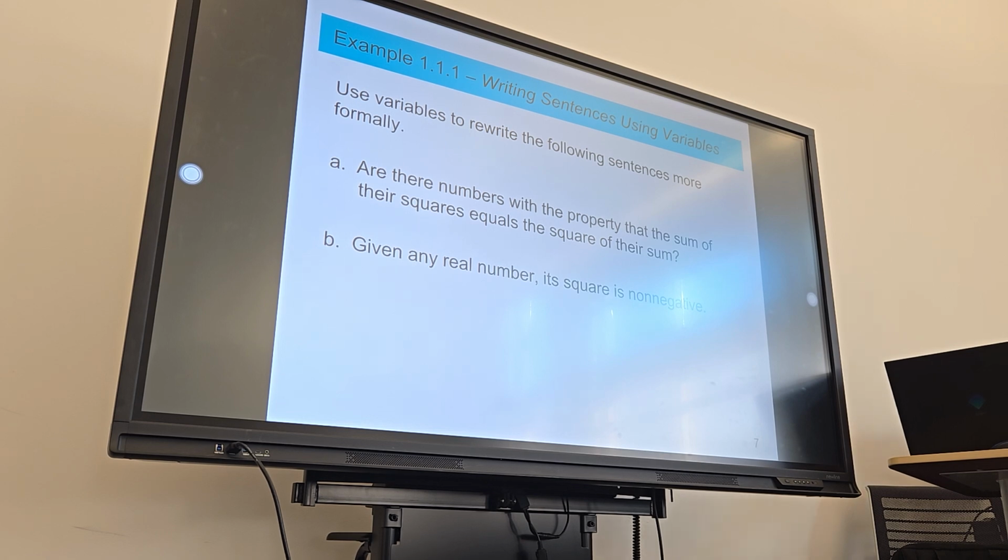It gives examples of writing sentences using variables. Are there numbers with the property that the sum of their squares equals the square of their sum? Given any real number, its square is non-negative. Use variables for those numbers. With A though, you're dealing with 2 numbers.